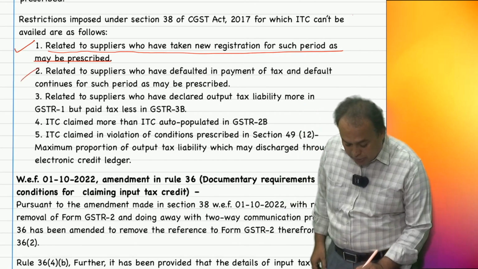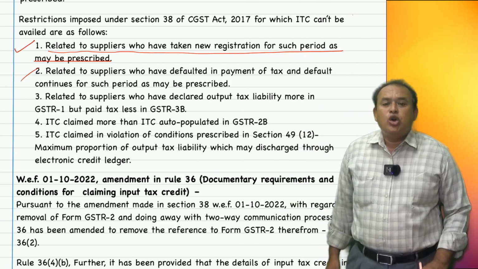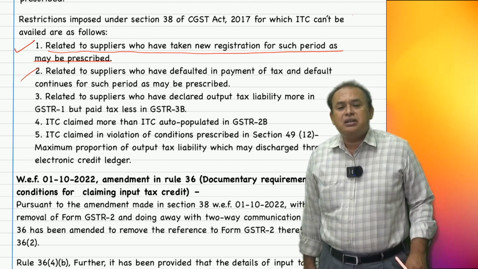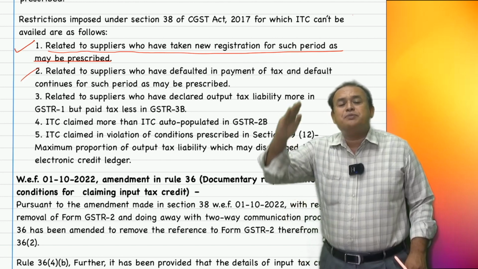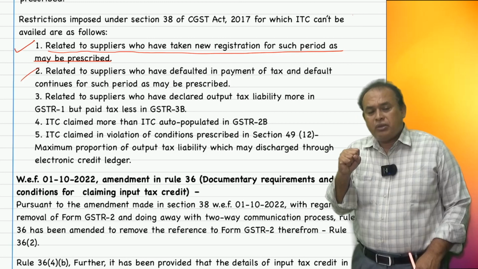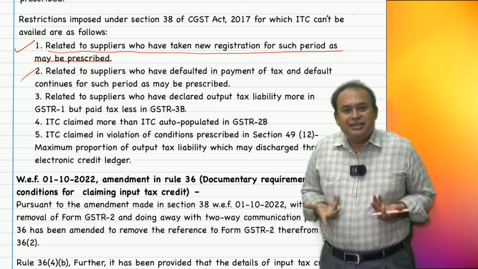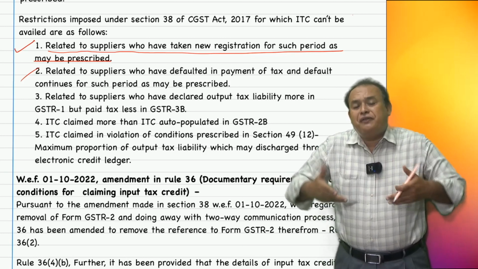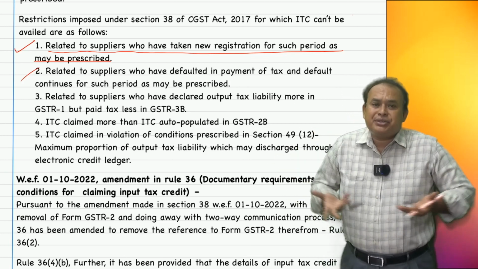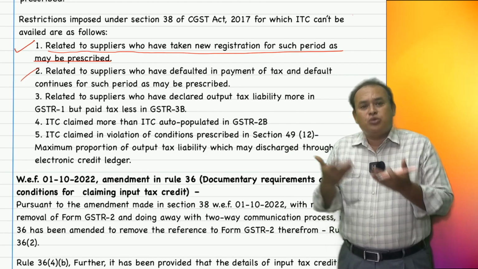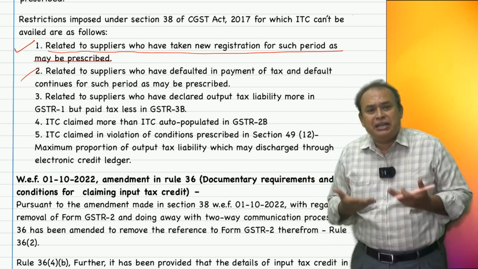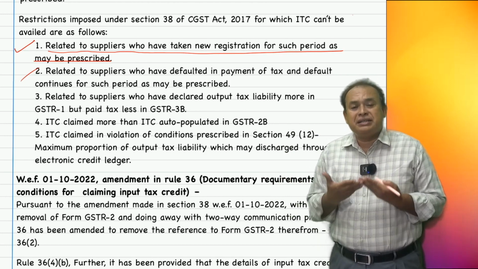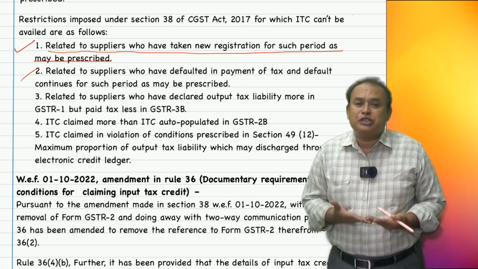Further, point number 2, related to suppliers who have defaulted in payment of tax and the default continues for such period as may be prescribed. Meaning what? I am not filing the return. If I am not filing the return, how can I avail the ITC? Not filing the return means not paying the tax. Payment of tax is only by way of filing the return. This is what is linked. Return filing and payment of tax is linked now.